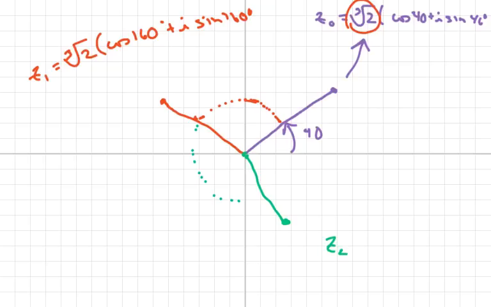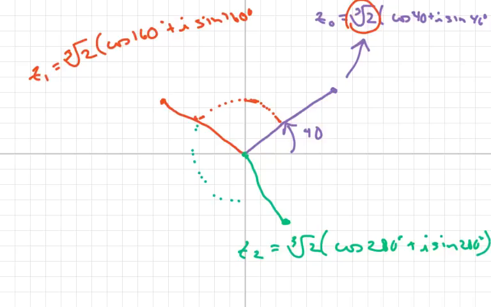And that's going to be z_2. Let me move it over again. z_2 equals cube root of 2 times cosine of 280 degrees plus i times sine of 280 degrees. Okay? And that's kind of what you're looking for. And then you have this circle here that goes around here.